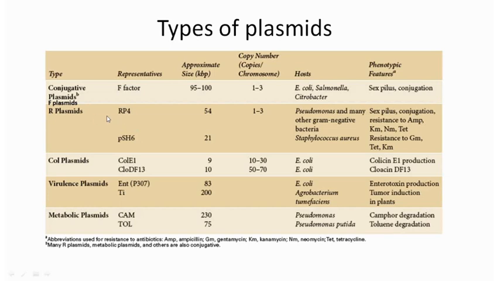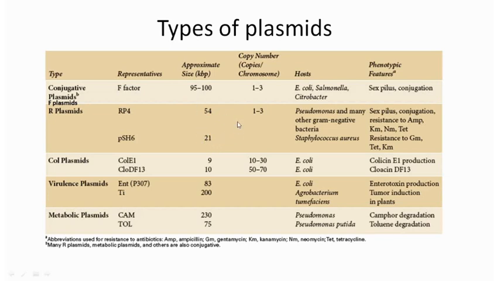The next is the R plasmid, for example, RP4 or pSH6. We will see the structure of all of them, F plasmid and R plasmid and others, in our next slide. These R plasmids are basically resistance plasmids, because they provide resistance against antibiotics of different types. RP4 is a low copy number plasmid. The size is 54 kilobase pairs. The pSH6 is about 21 kilobase pairs.